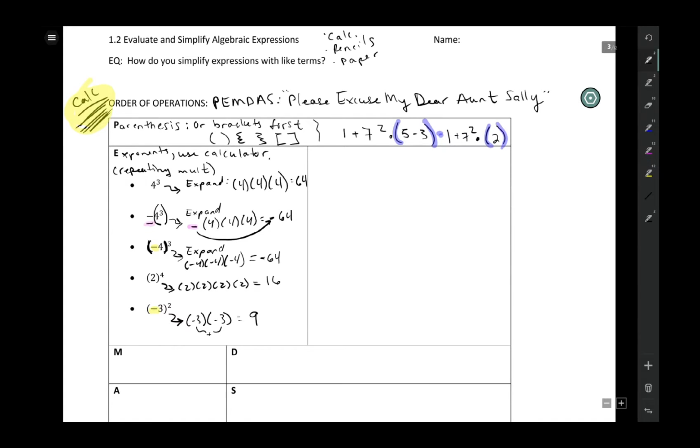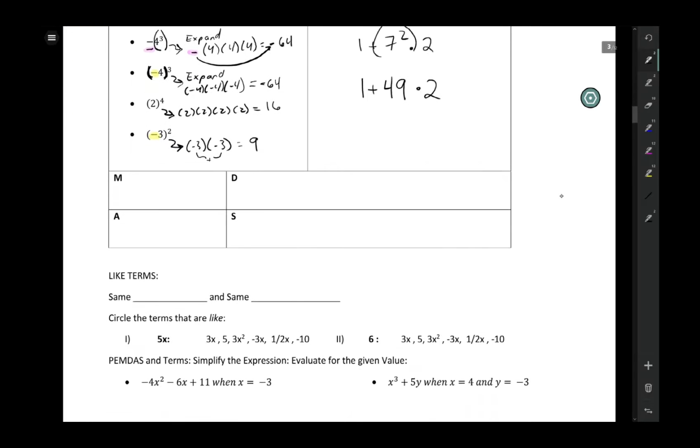So just some additional examples here. If we were following this, we would have 1 plus 7 squared. So now we would have 1 plus 7 squared times 2. We would take care of 7 squared, and we would move on from there.